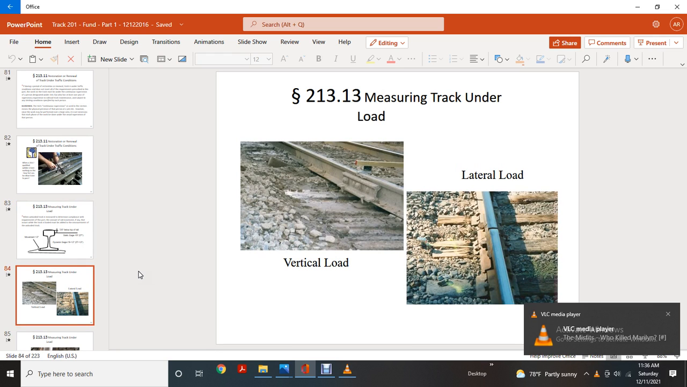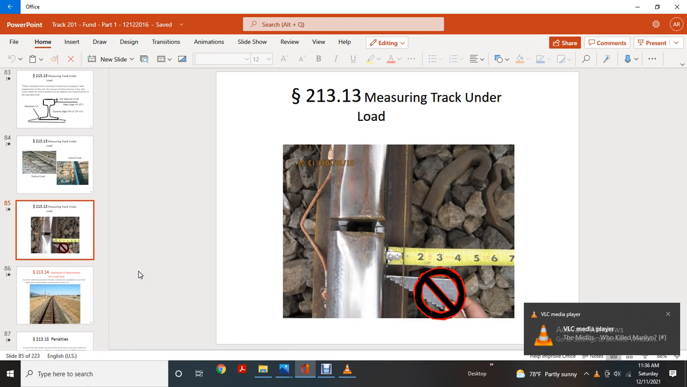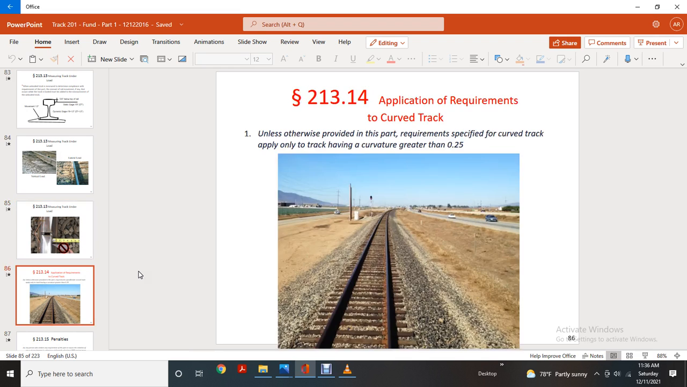Measuring track under load, vertical load, and lateral load. Show the measuring track under load. Penalties, unless otherwise provided, with this requirement specified for curve track applied with the track curving greater than 0.25.